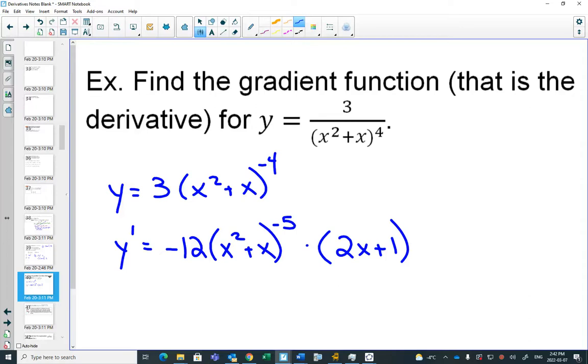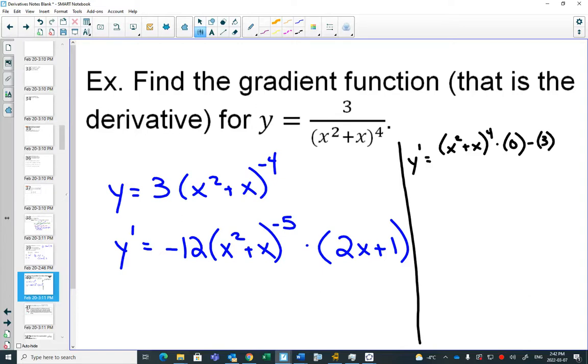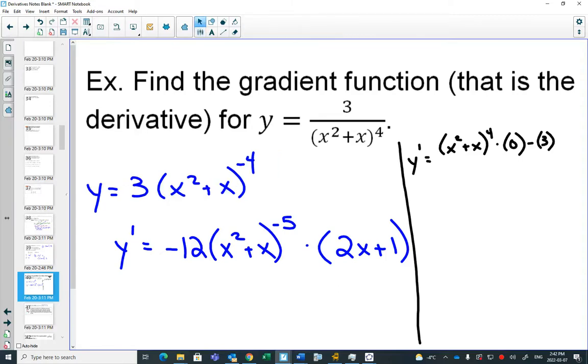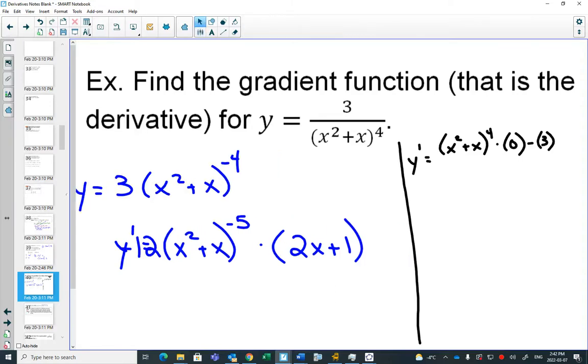If you had decided to use the quotient rule, keep the bottom the same. Multiply by the derivative of the top. The derivative of 3 would just be 0. Minus, keep the top the same. Derivative of the bottom. Sorry, I'm running out of space here. I'm going to move everything over.